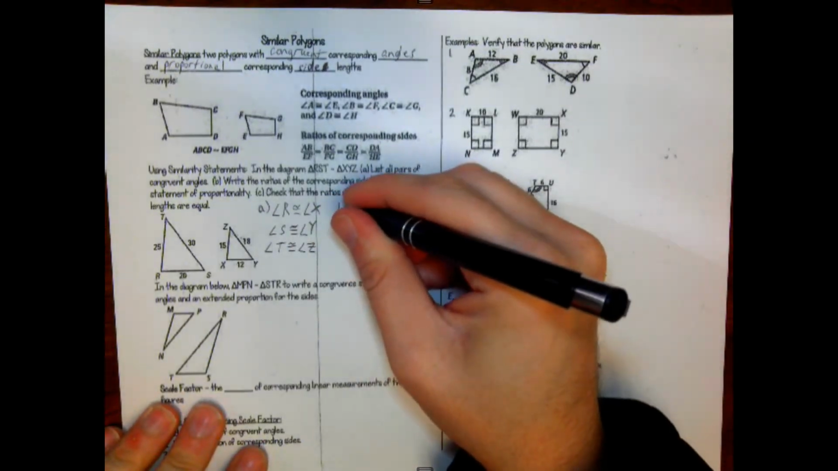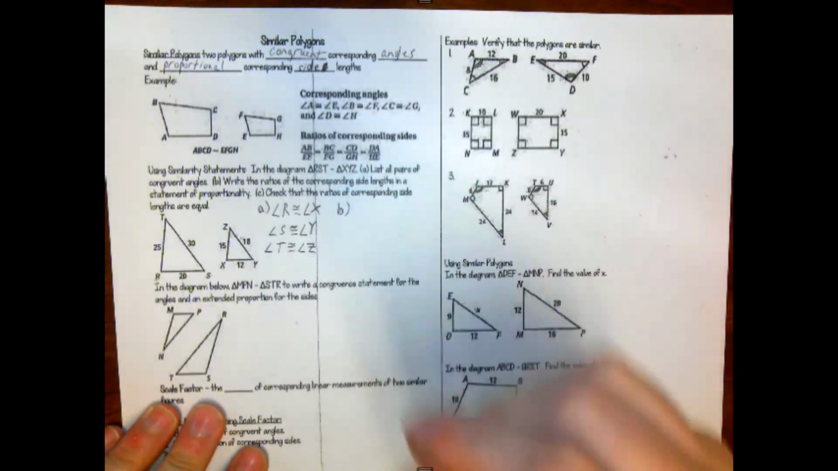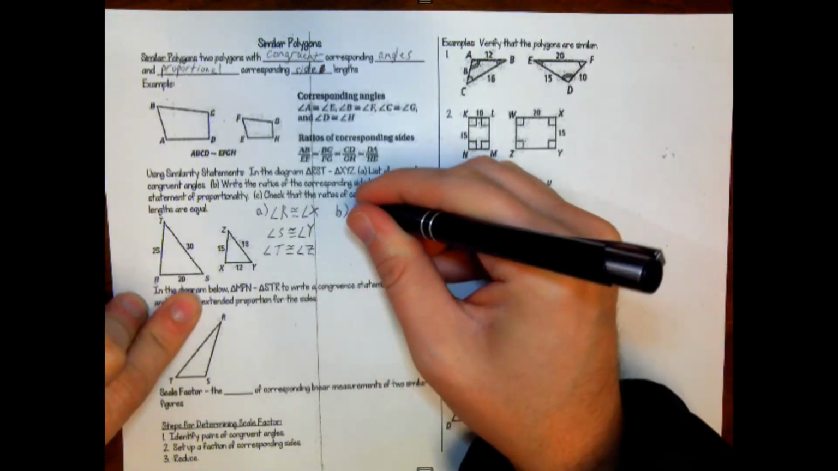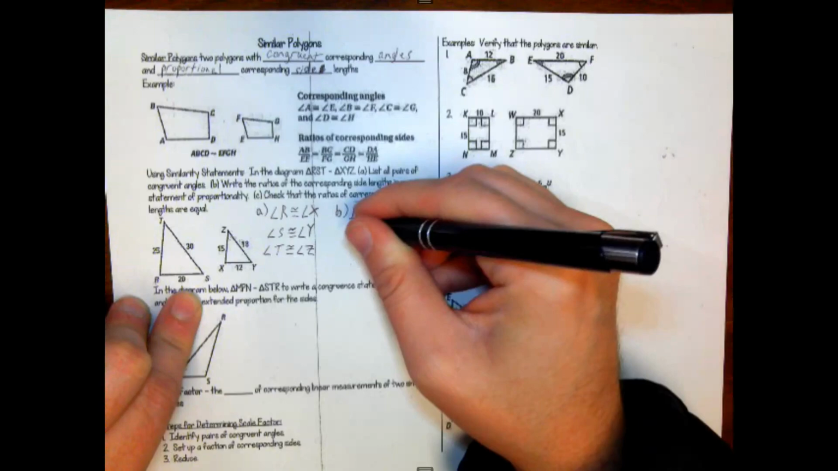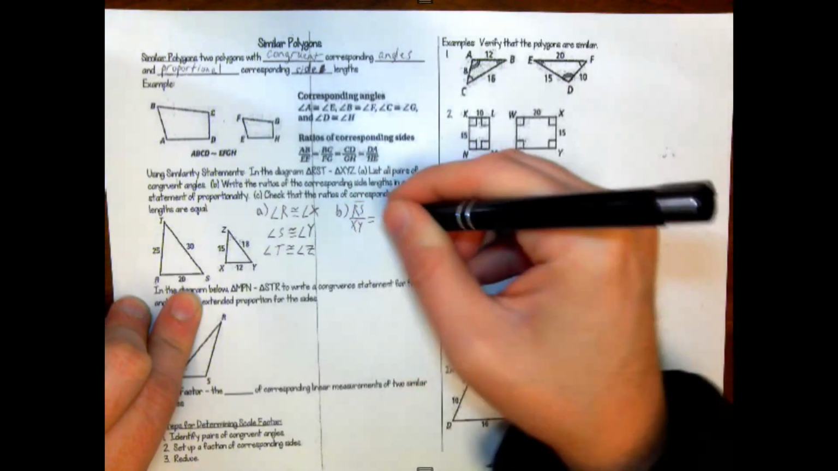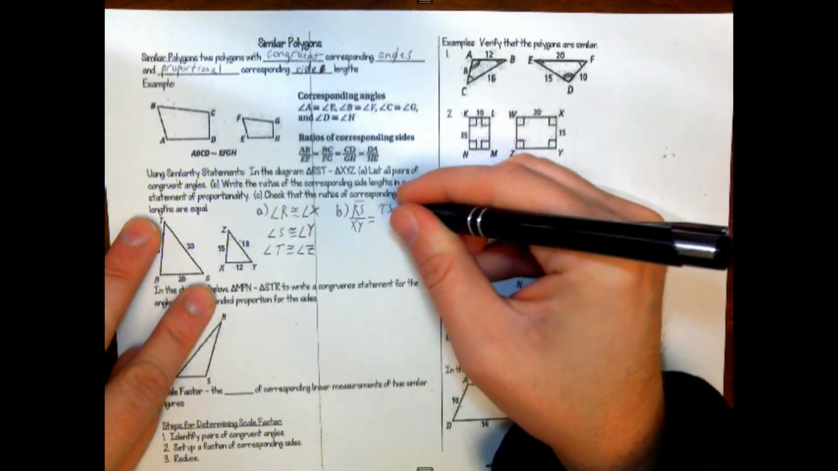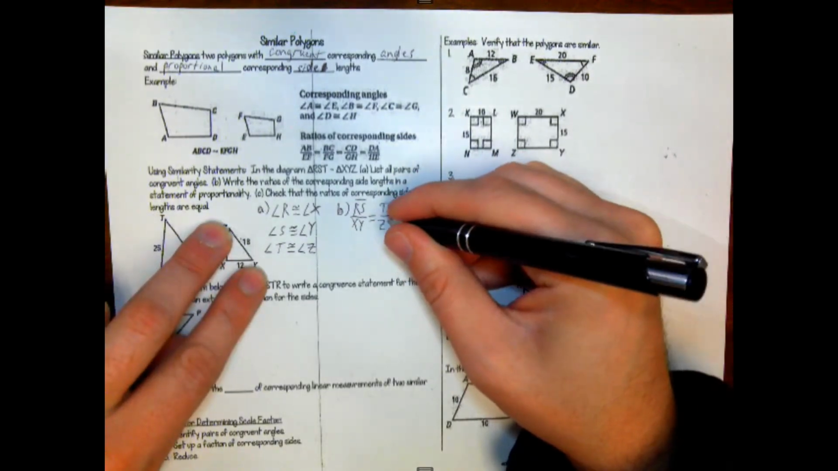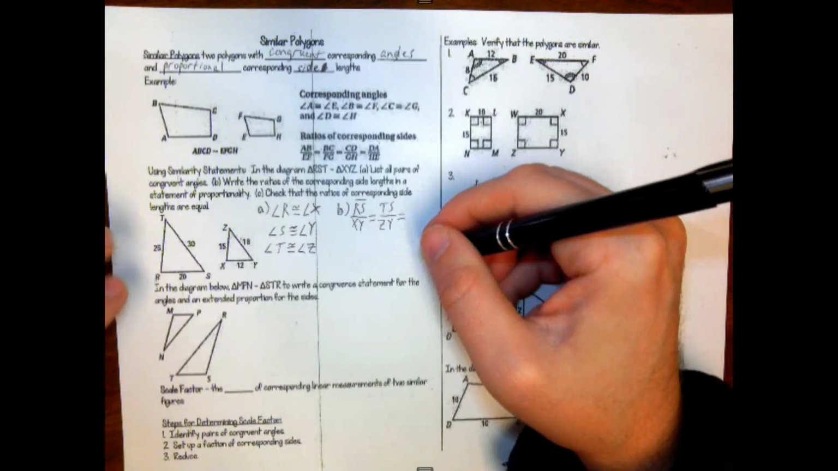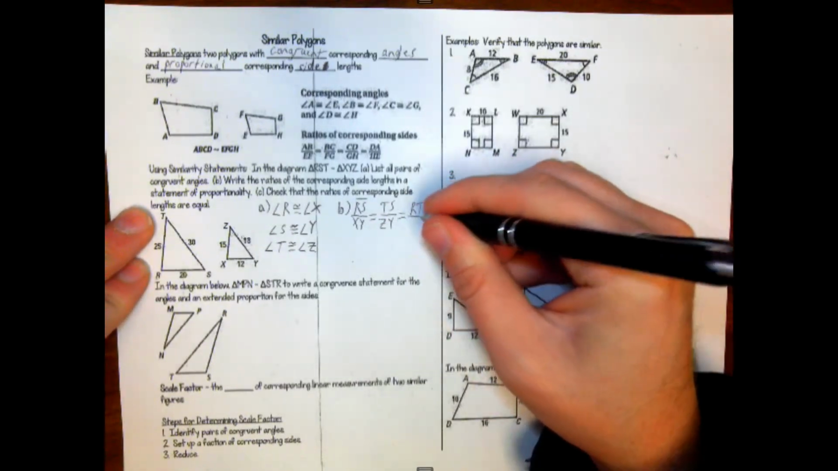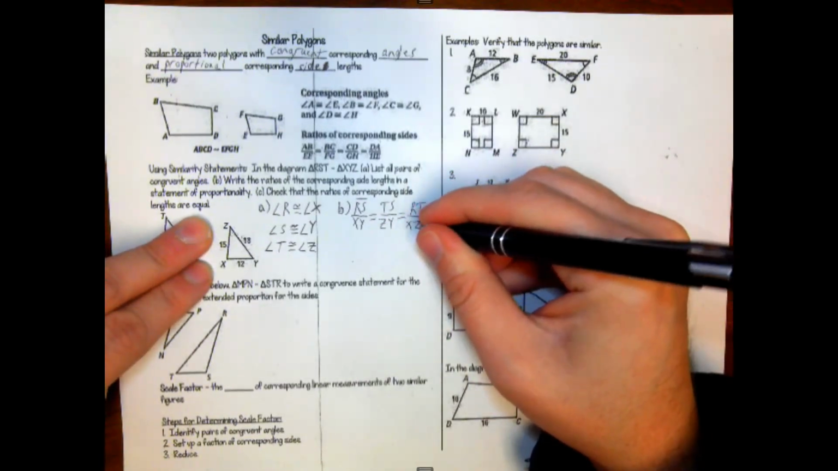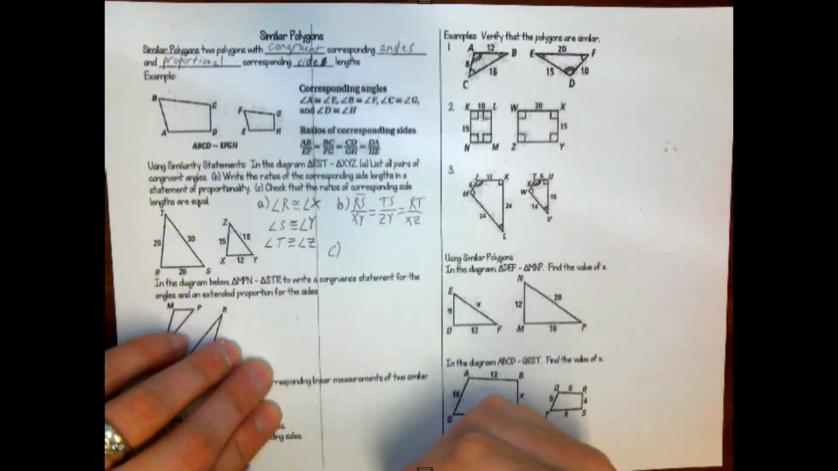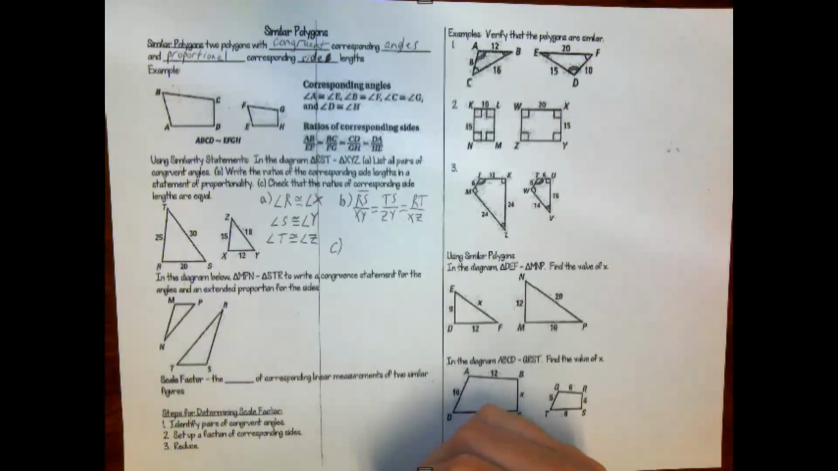And B, we're going to write the ratios of the corresponding side lengths. So RS over XY is equal to TS over ZY is equal to RT over XZ. And then C, check that the ratios of corresponding side lengths actually are equal.